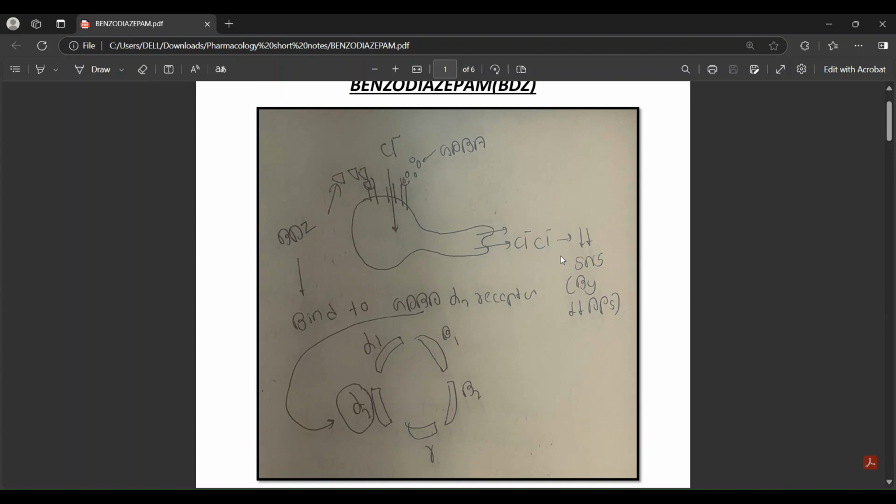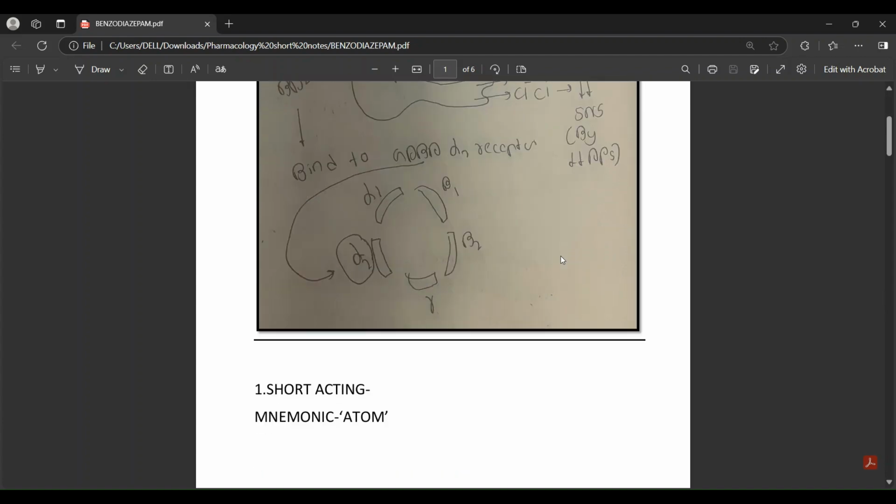So you have to understand. Normally GABA binds with the receptor, causes chlorine output, and chlorine decreases the activity of the sympathetic nervous system. Benzodiazepine as a drug enhances the function of GABA, and as a consequence it releases more chlorine into the nerve terminals and decreases the activity of the sympathetic nervous system.